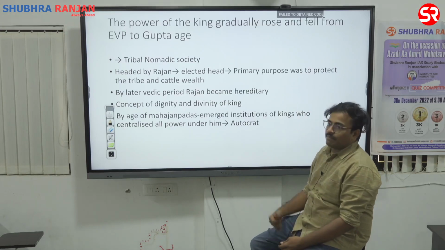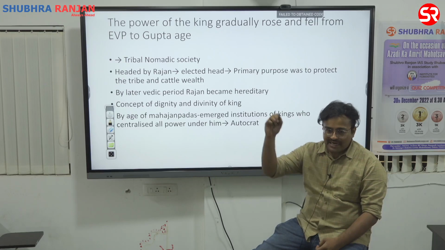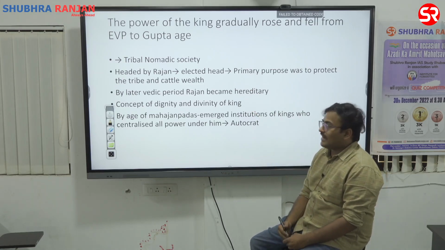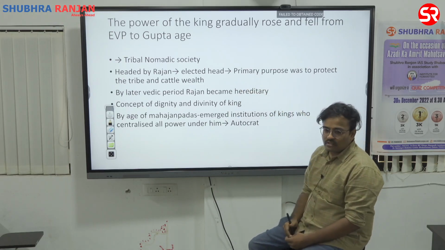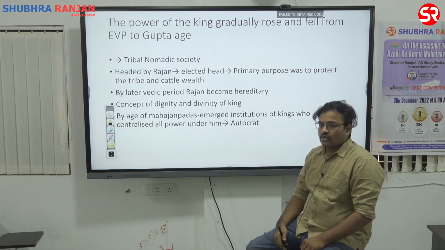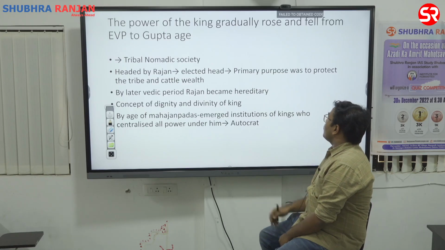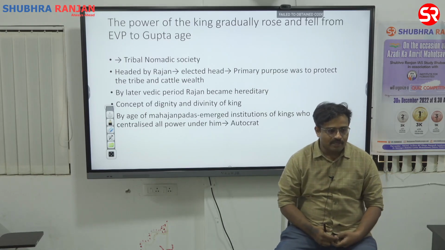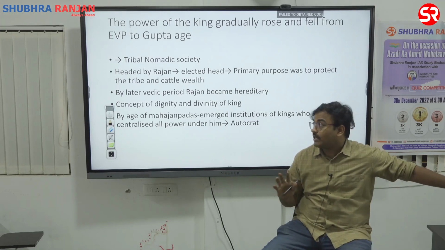Then after that, the power of the king. So this is the next discussion we had. We have drawn a graph to write. Tribal nomadic society initially is headed by Rajan. Next to tribal nomadic society, you write early Vedic period. Early Vedic period is a tribal nomadic society, and it is headed by Rajan, who is an elected head, and the primary purpose was to protect the tribe and cattle wealth. The king's primary purpose is to protect the people and cattle wealth.